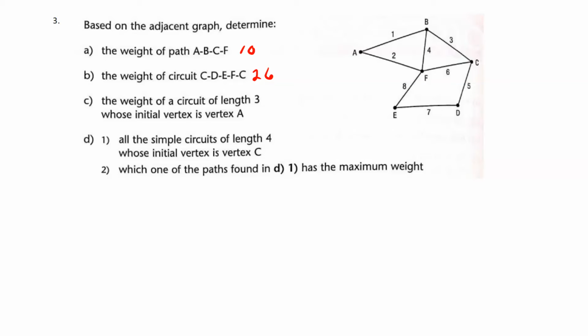The weight of a circuit of length 3 whose initial vertex is A. So we know we have to start at A, and we're going to do a circuit that has a length of 3. It doesn't give us many choices. In fact, there's only one choice. I guess it depends on which direction we go is the only choice we have. So in this case, we're going from A to B, which is 1 plus 4 plus 2, which is 7.